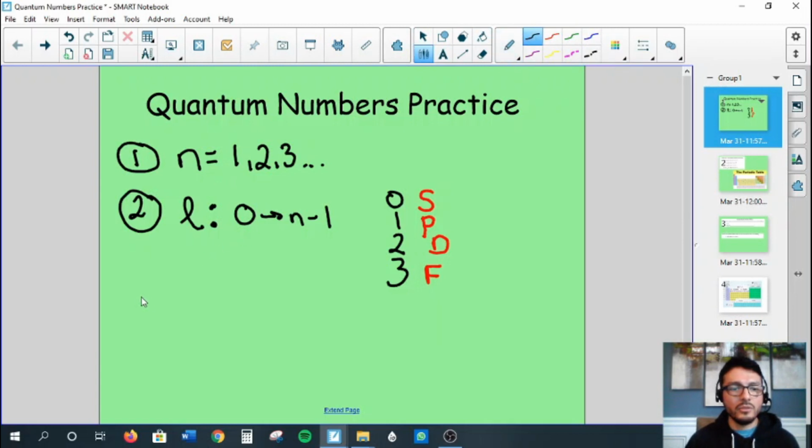Next, our third quantum number refers to the orientation of an electron, referring directly to the suborbital shape: s, p, d, f. That is symbolized by m, cursive l, and that has a range of negative l to positive l.